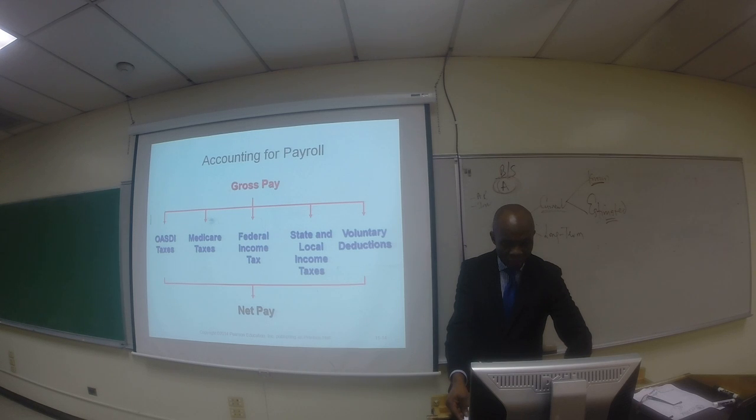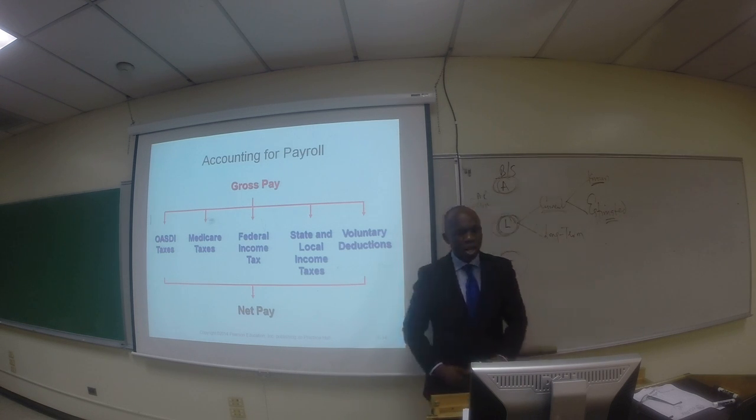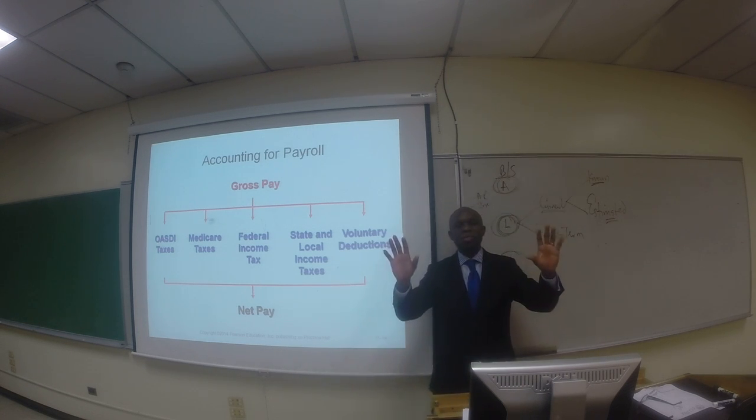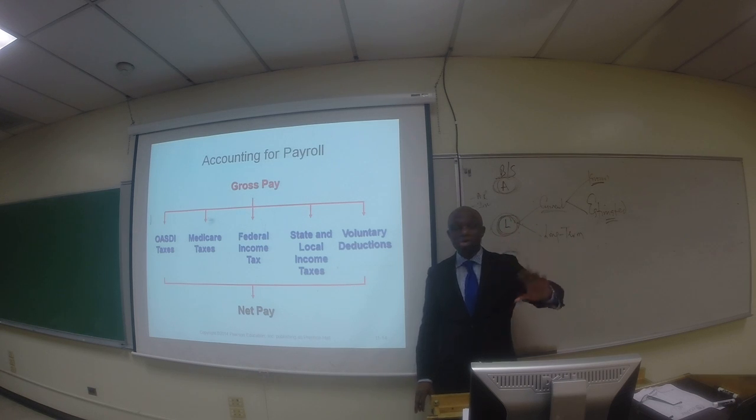Number one, we have the gross pay. Everybody is familiar with the gross pay. That is the gross amount that you earn. But guess what? We have two different types of deductions. We have deductions that are mandatory. You really don't have a choice. You have to pay those deductions because the government forces us to pay them.